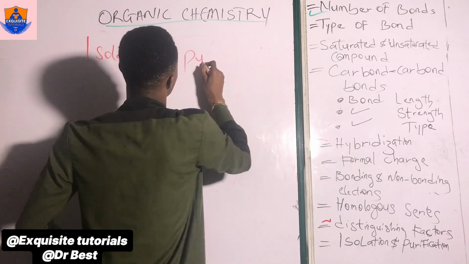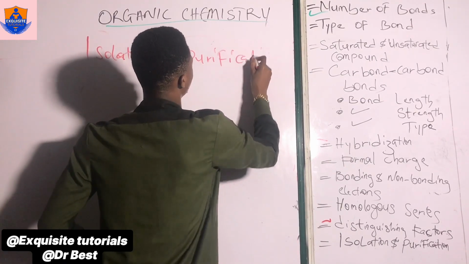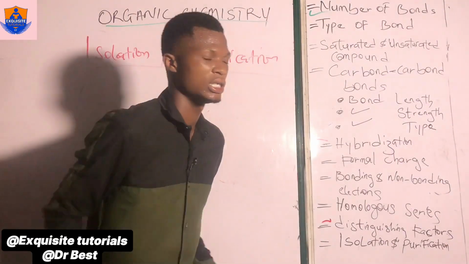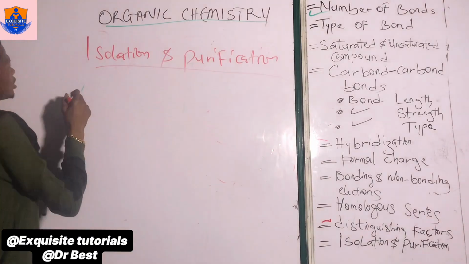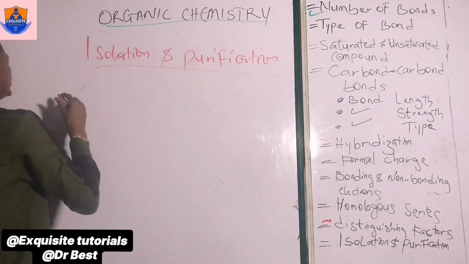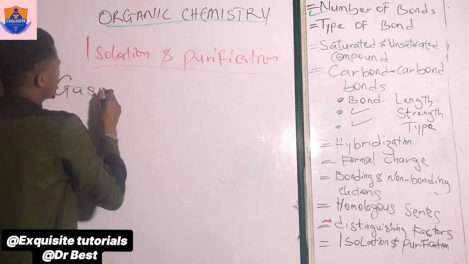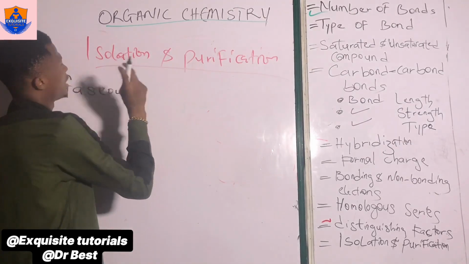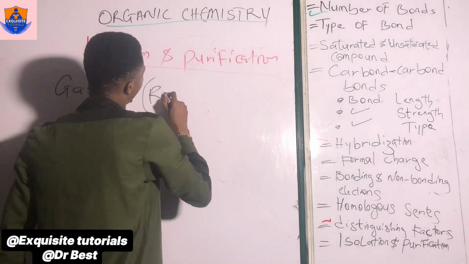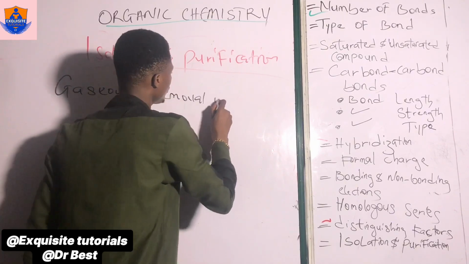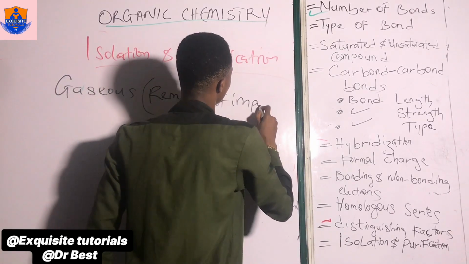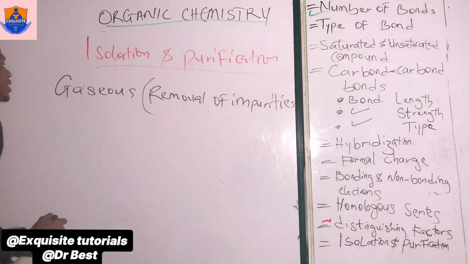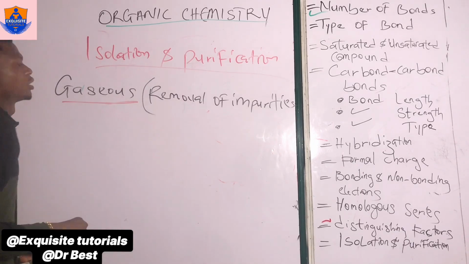and purification. You know that organic compounds will have the gas, the solid, and the liquid. Now, for gaseous organic compounds, the way of isolation or purification is removal of impurities. So, your method of isolation is to remove impurities that are present in gaseous organic compounds.